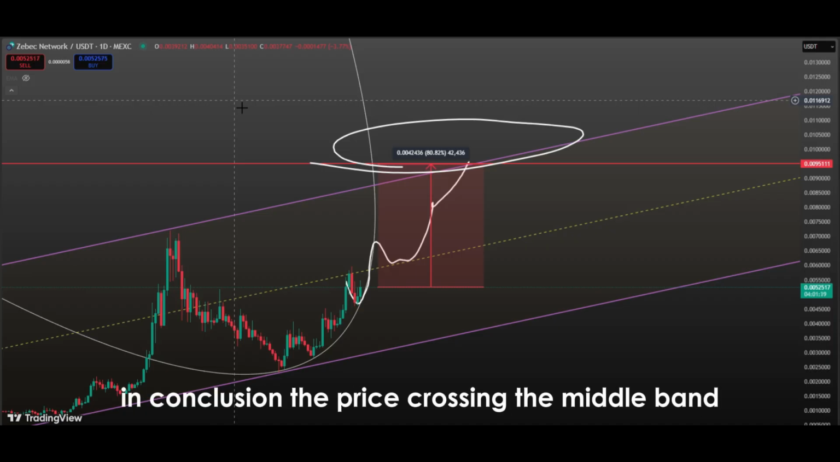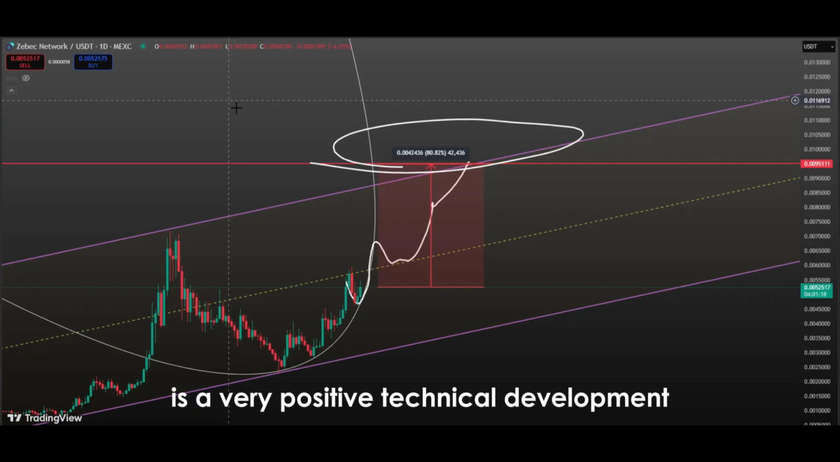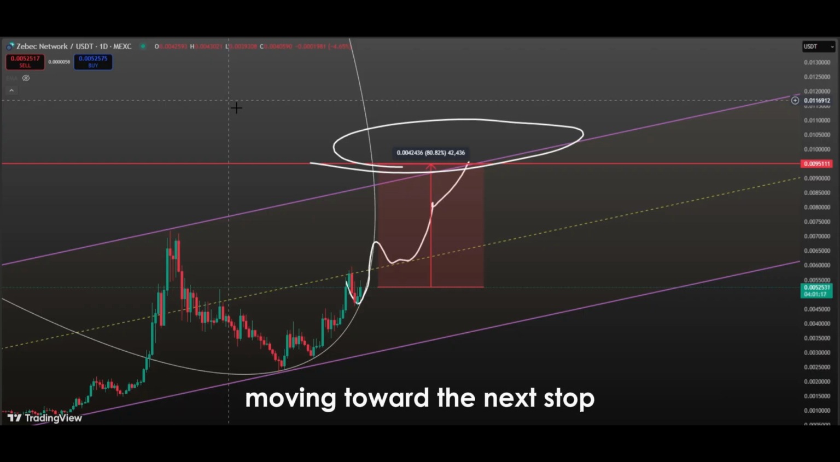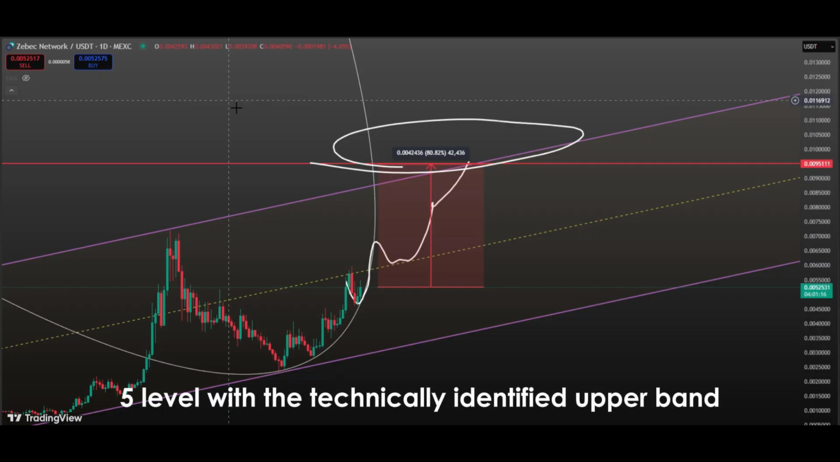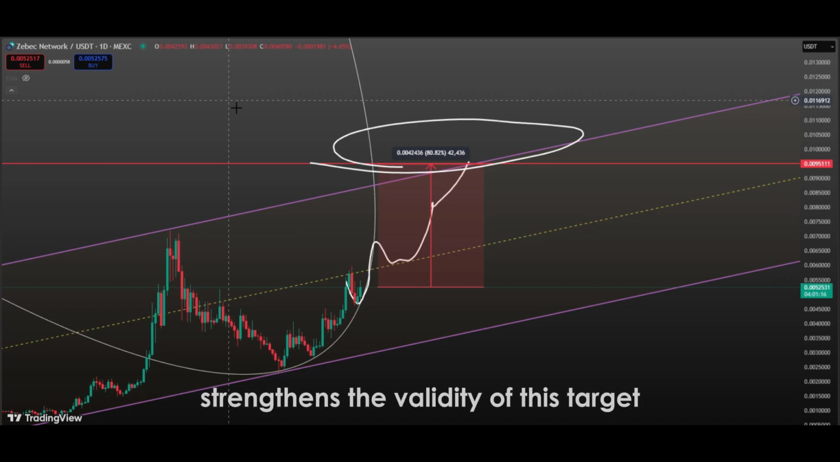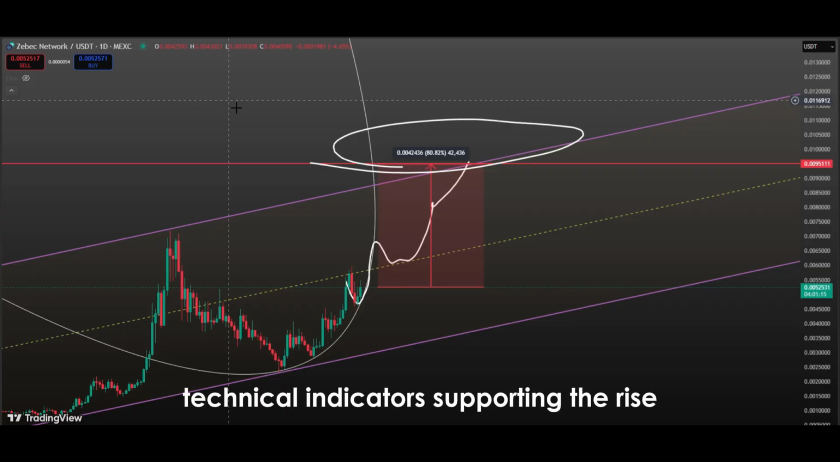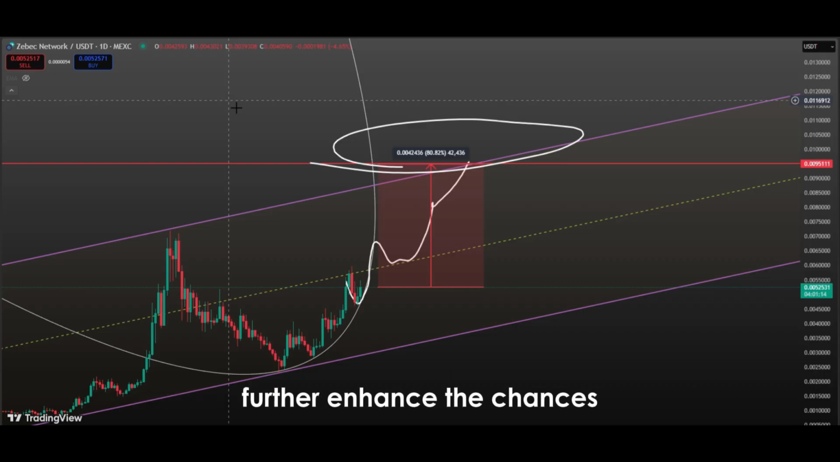In conclusion, the price crossing the middle band within the ascending channel is a very positive technical development. This progress increases the likelihood of the price moving toward the next stop, the upper band. Especially the alignment of the 0.0095 level with the technically identified upper band strengthens the validity of this target. Positive investor expectations, increased trading volume, technical indicators supporting the rise, and the strong preservation of the channel structure further enhance the chances of this upward movement occurring.